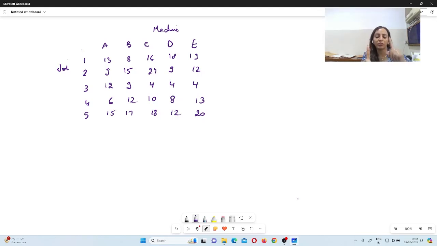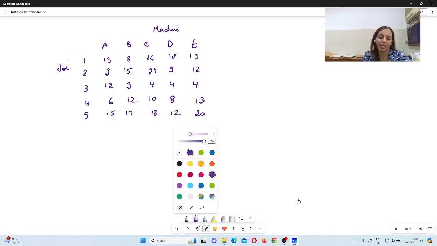As we all remember, step number 1 should be the row reduction. In the row reduction, what do we do? We find the minimum element in each row and subtract that element from that row, right? We have to follow this concept for each and every row. But before doing the row reduction, we have to find out whether the question is balanced or not. If the question is not balanced, then you have to make it balanced.